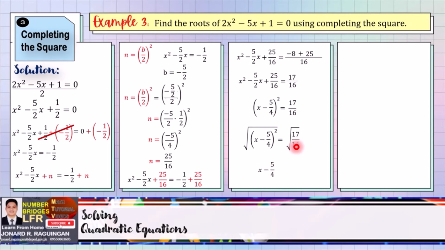Then take the square root of this. We have positive negative square root of 17 all over square root of 16, which is 4. Then all constants must be at the right side. Then simplify, applying the addition property of equality. Add both sides by 5 all over 4.